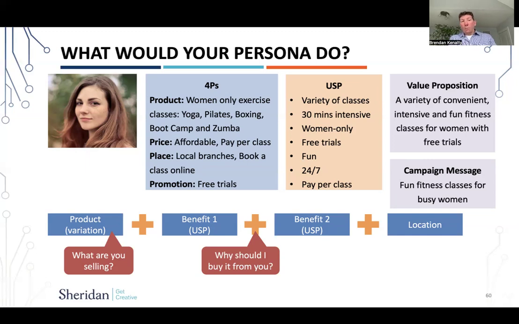When we start thinking about this, and you think at the bottom here about how to pull out the benefits to build these phrases, this is the kind of stuff. If you think about the first box here: what is the product that you're selling? It could be women's-only fitness classes.